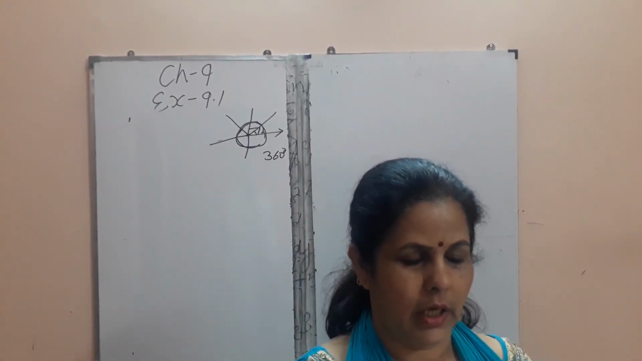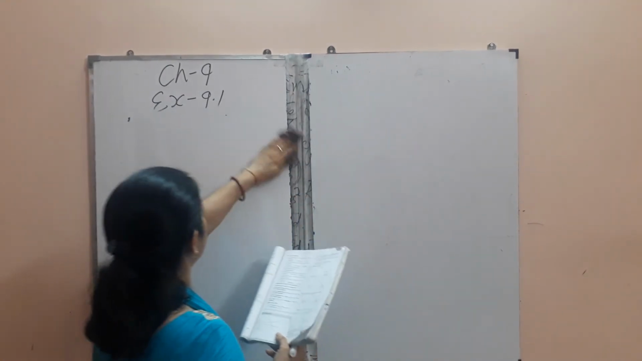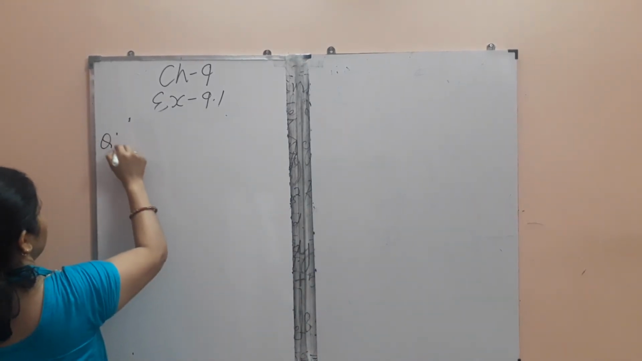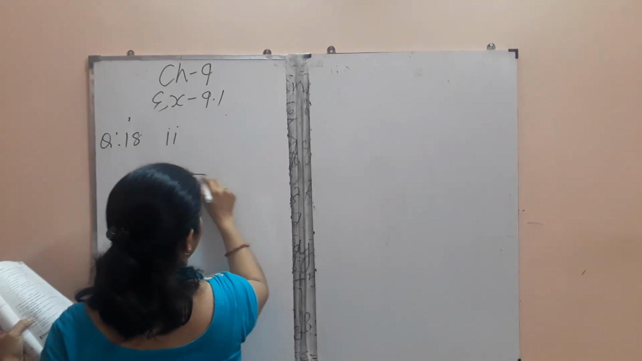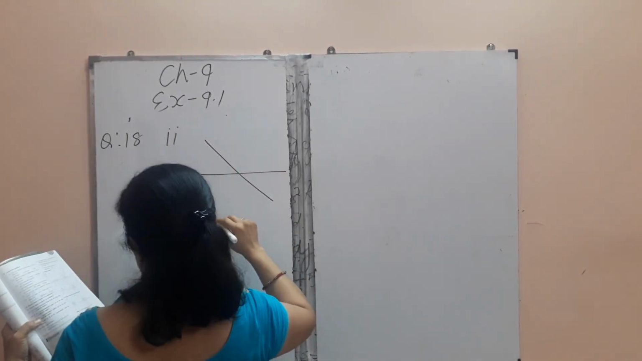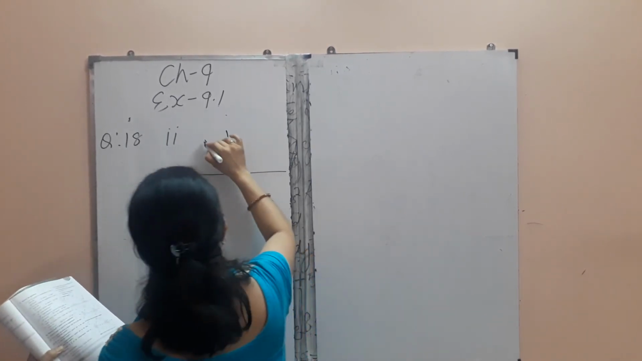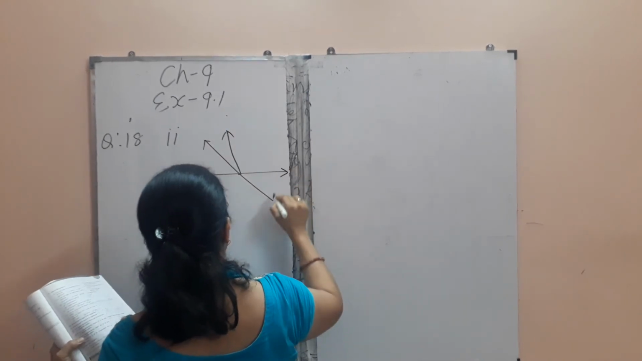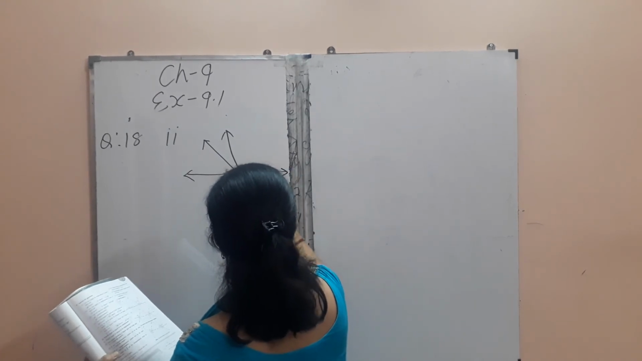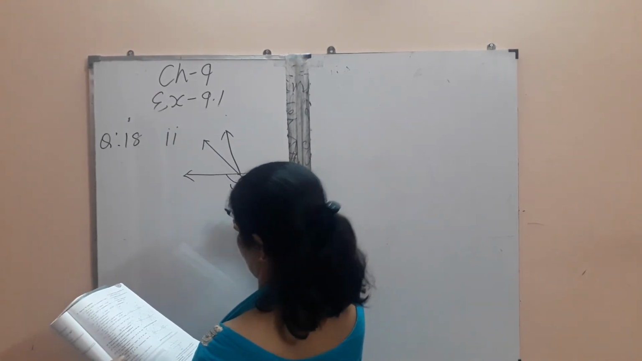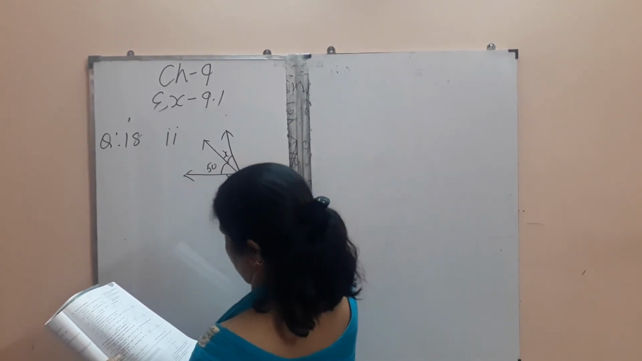Now I am solving question number 18 part 2. In this first I will draw the diagram. Here this is y, this is z, this is 50, this is x, and this is 100.